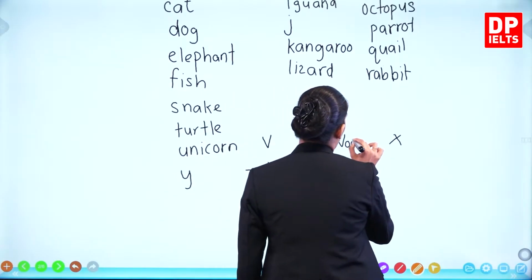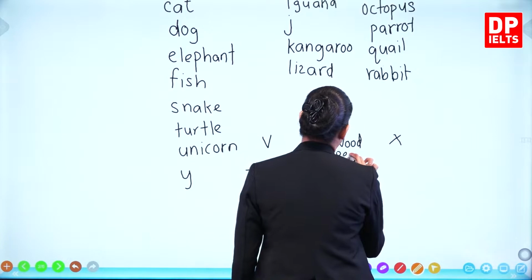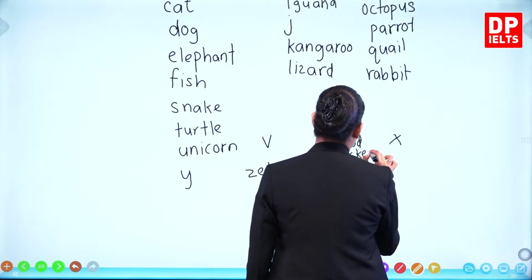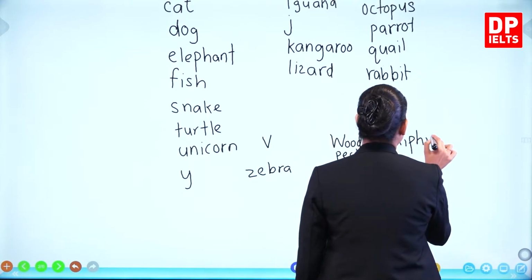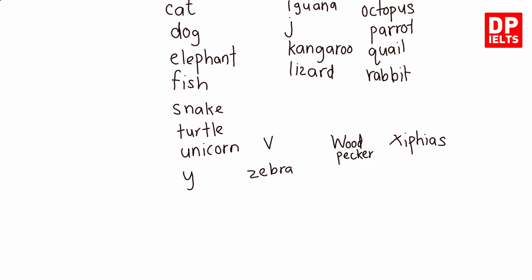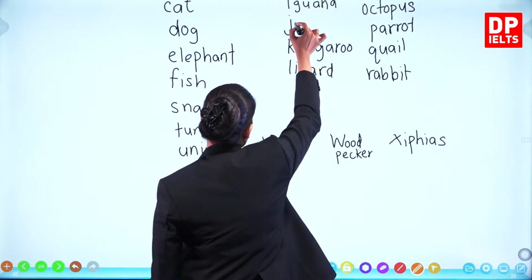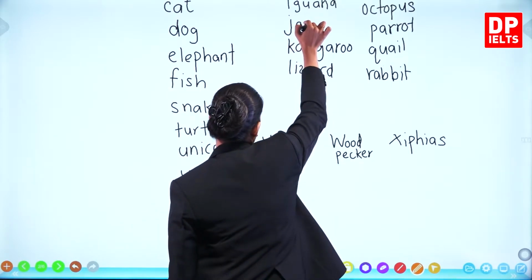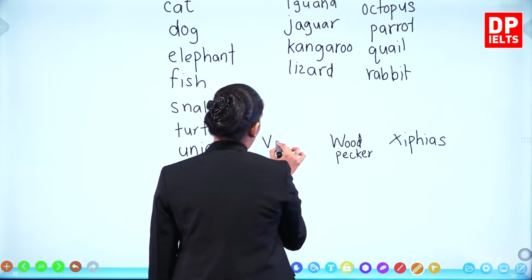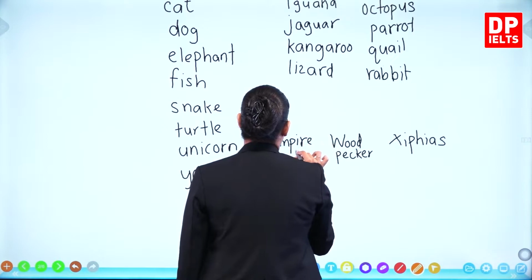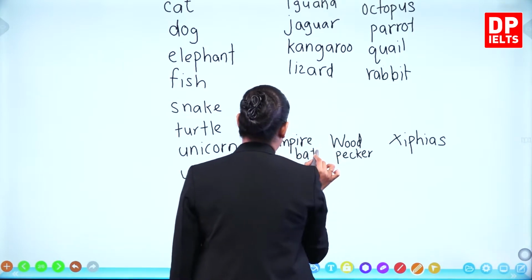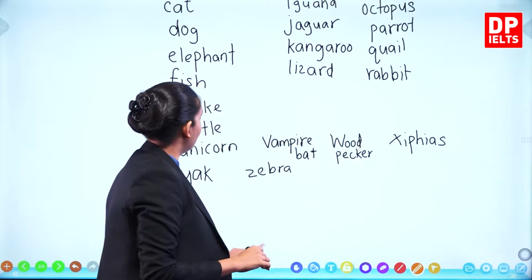We have woodpecker. We have Ziphius, which is known as the swordfish. We have yak. Okay. For J, I just remembered we could write jaguar. For V, we could write vampire bat. Okay. So these are the words that I have written.